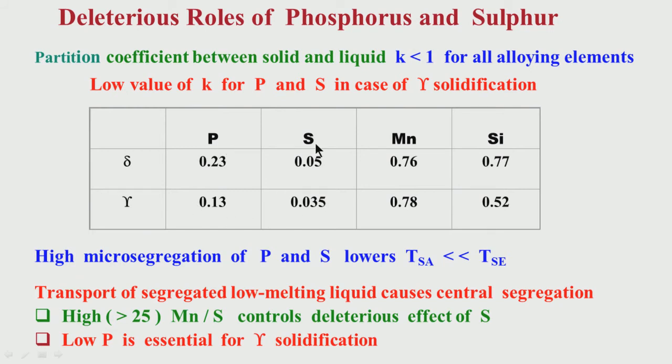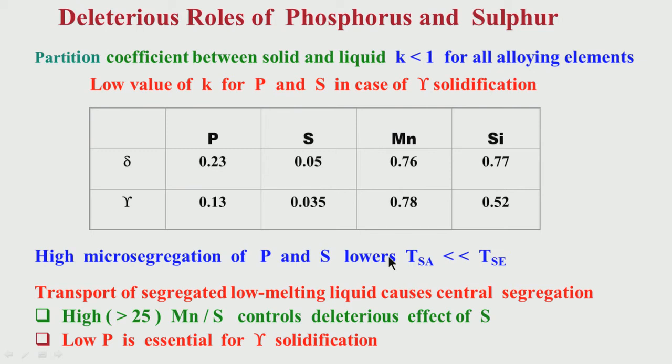As such, for phosphorus and sulfur it is high compared to manganese and silicon, but between delta and gamma solidification, for gamma solidification, that means austenitic solidification, the phosphorus values are still lower. So, what is important is that for phosphorus and sulfur, microsegregation is very high. So, the actual solidus is much lower compared to the equilibrium solidus. So, the more the microsegregation, as I have told you, the lower will be the value of the actual solidus, because it is suppressed more and comes down relatively more compared to the equilibrium value because of microsegregation.